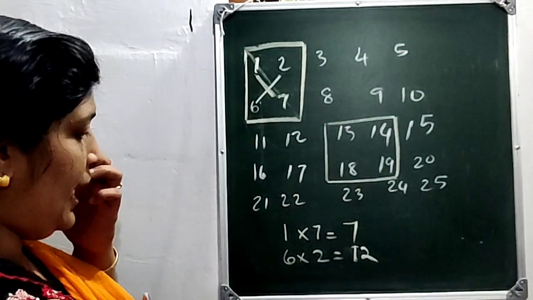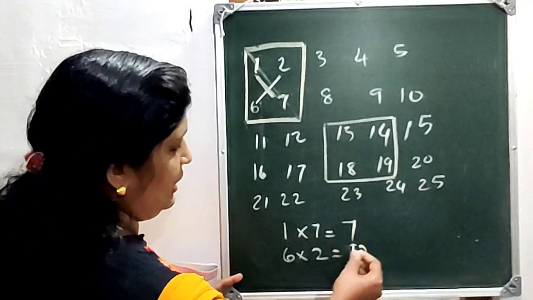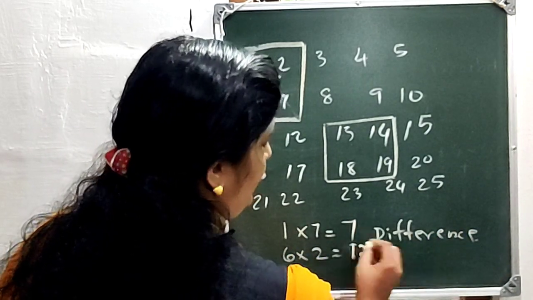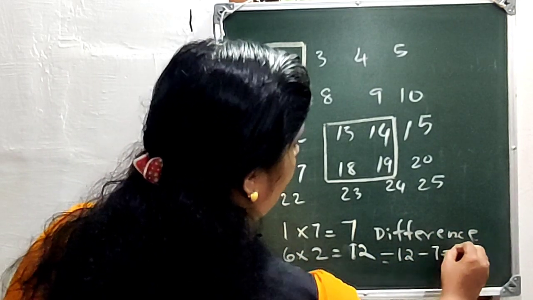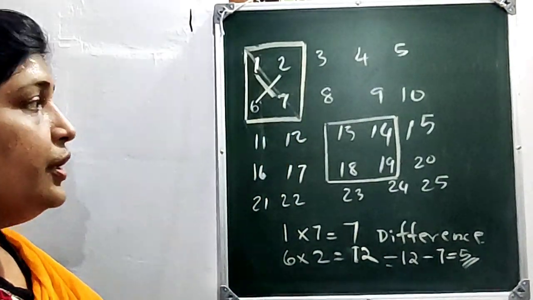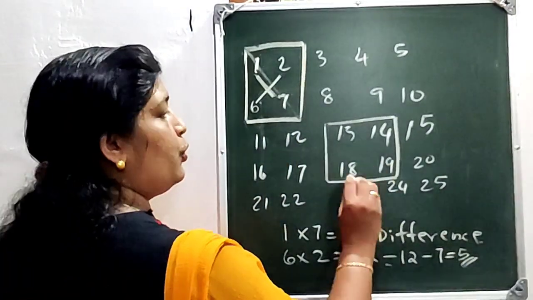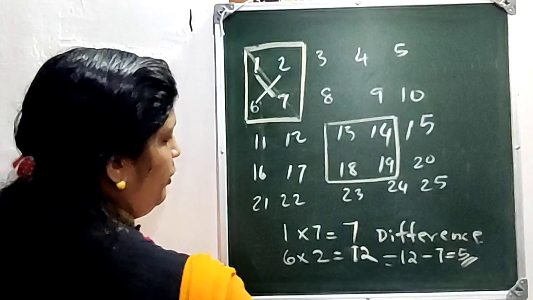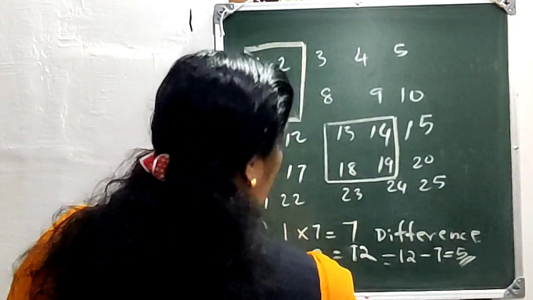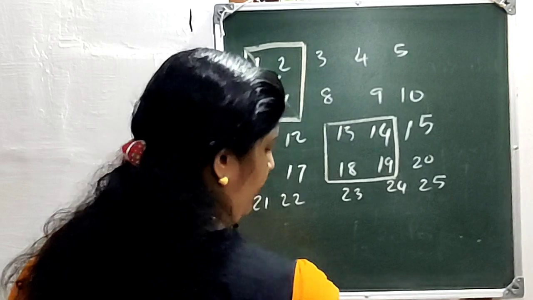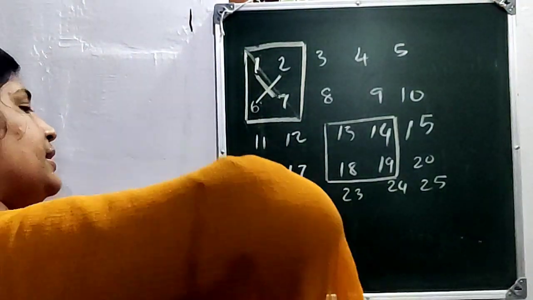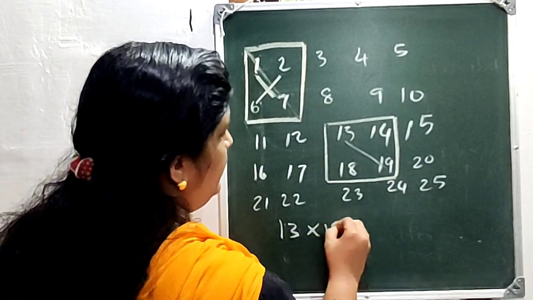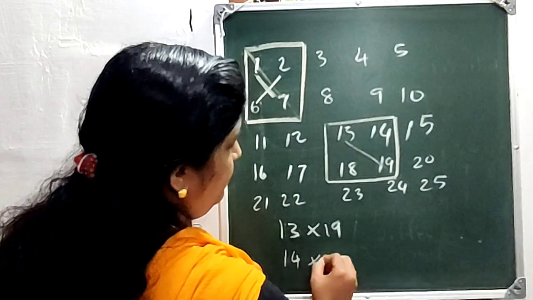What is the difference between the diagonal products? For the first square, the difference is equal to 12 minus 7, that is equal to 5. Now we need to check whether this difference is true for every square in this set of numbers. For that, I am going to take these 4 numbers. You can take any 4 numbers like this. Now I am going to find the diagonal products. That is 13 into 19, and here 14 into 18.